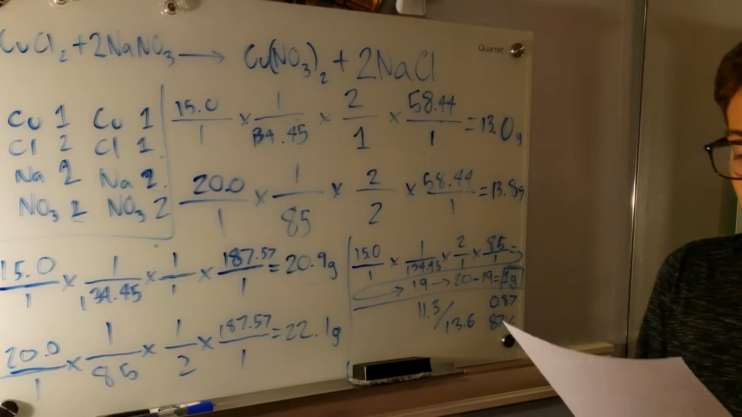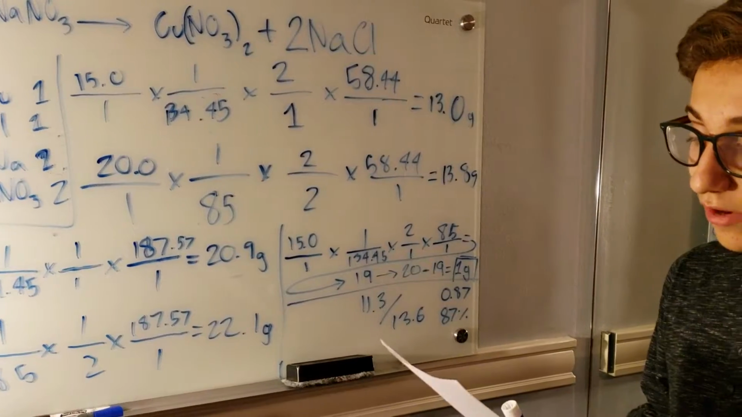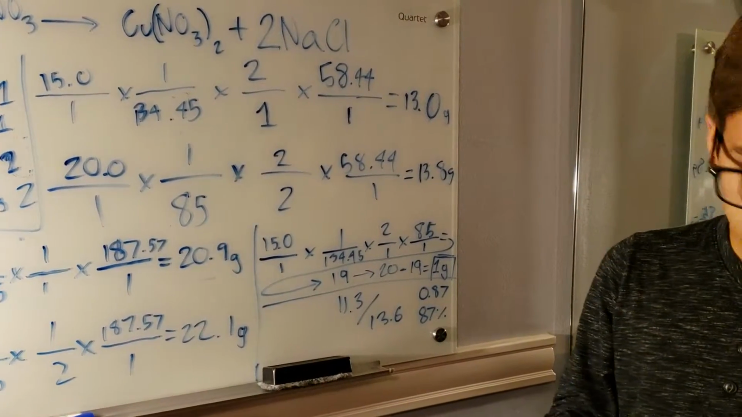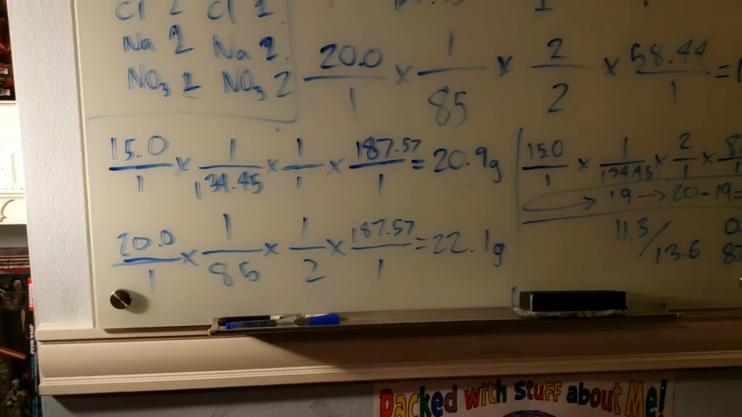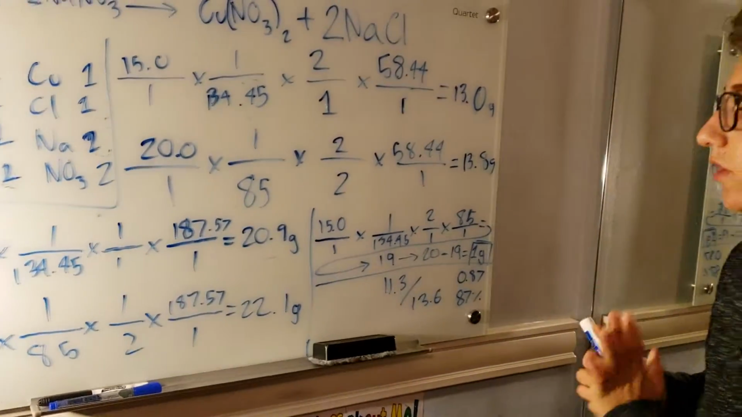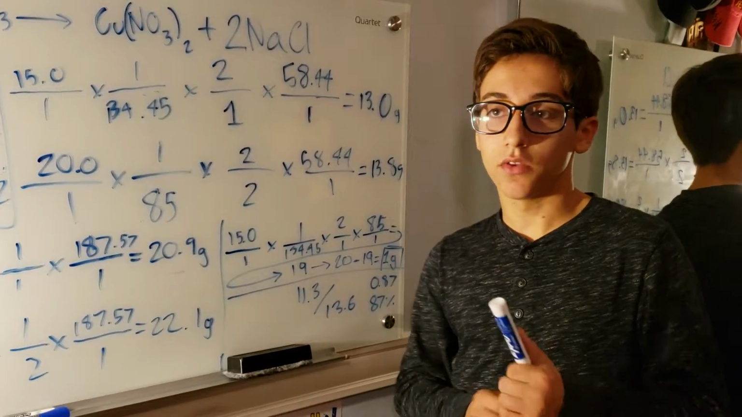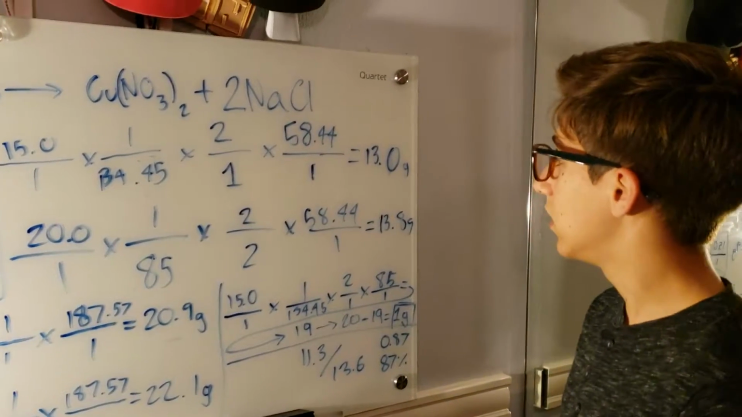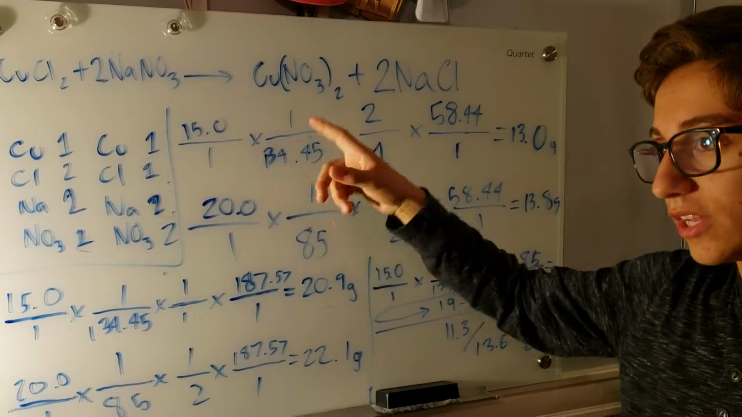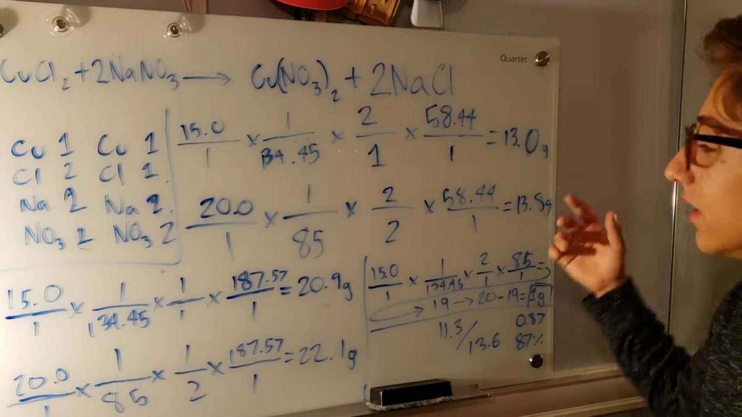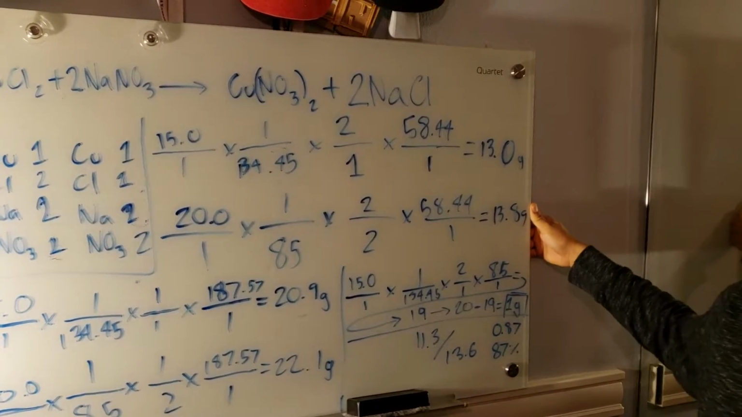Part C asks us, what is the limiting reagent for the reaction? So right here in part B, that's what it's asking. The limiting reagent, if you guys don't know, is the reactant that limits the amount of product that can be made.